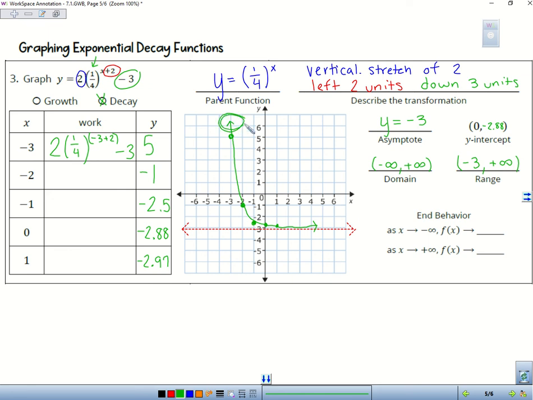Now on the left, my graph is going up toward infinity. Good. And then the other way it's approaching negative 3. Good. So one side is always going to approach the asymptote. We just have to determine which one. Any questions on that?